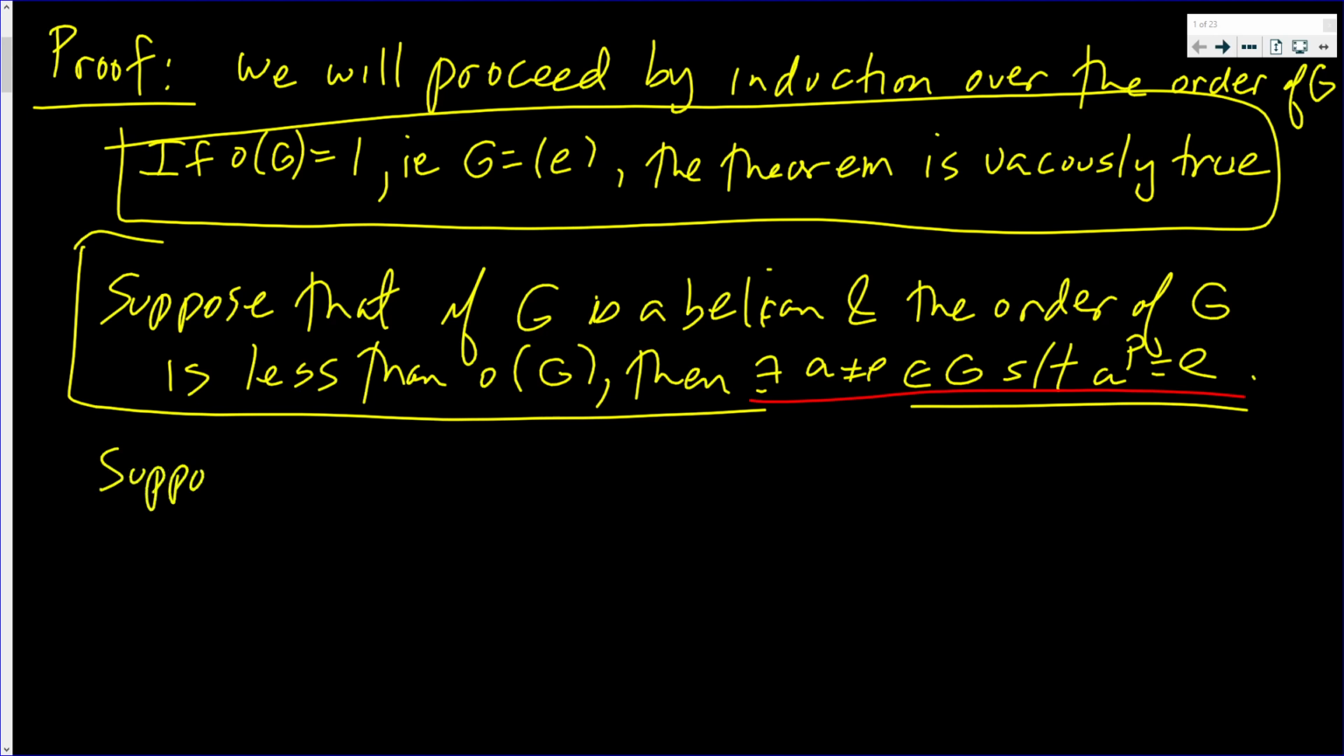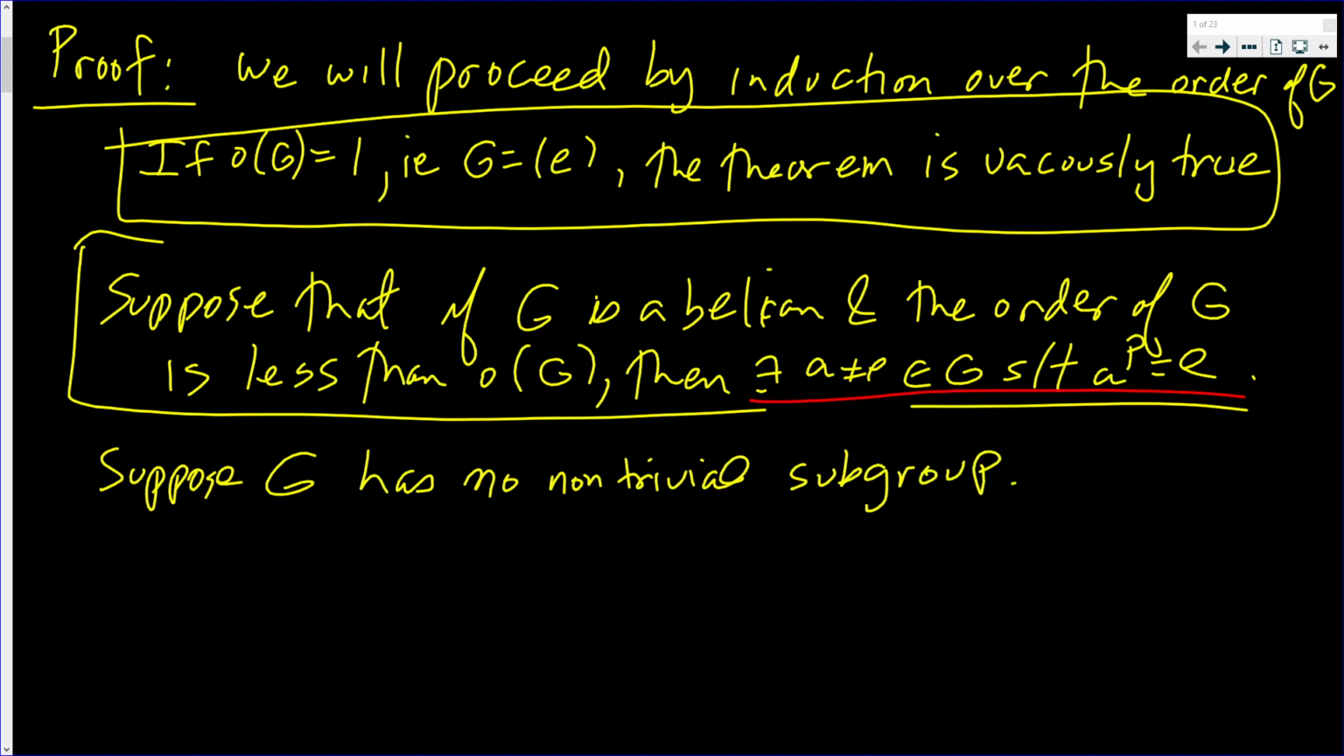Now, let's suppose the following. Suppose that G has no non-trivial subgroups. The trivial subgroups are the subgroup that just has the identity, and the group itself. The group itself is a subgroup of itself. Those are the trivial subgroups. A non-trivial subgroup would be one where it's bigger than the identity, but less than the group G itself.